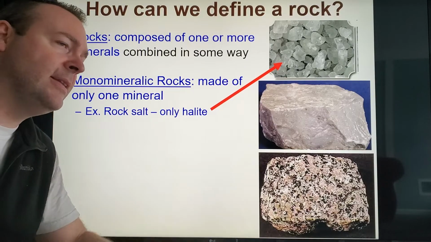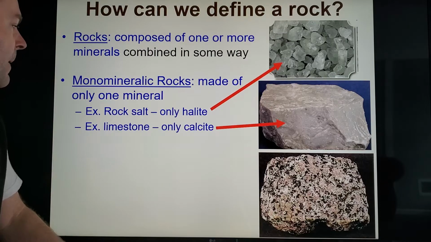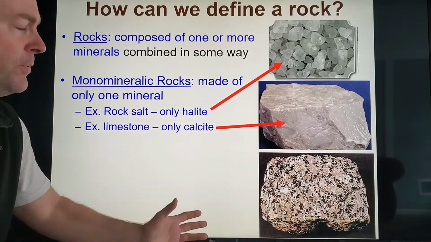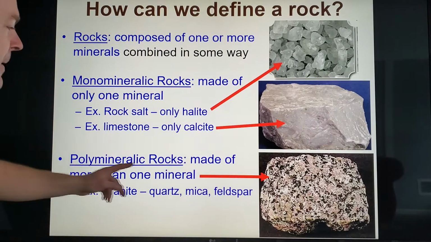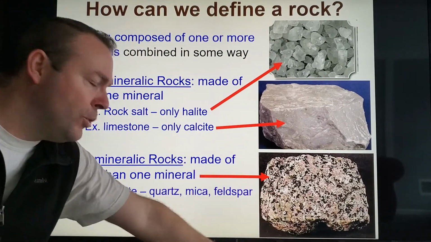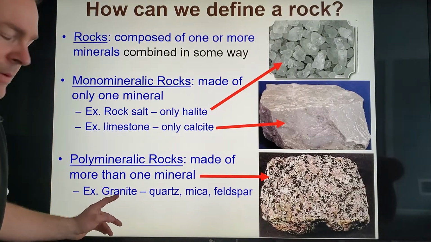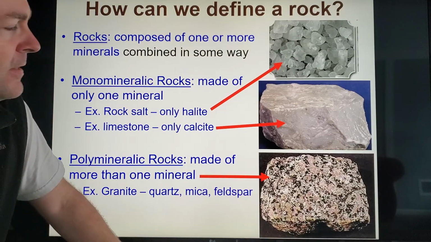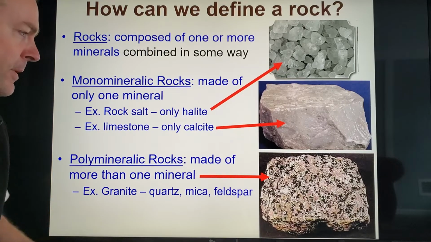It's not pure halite because then it would just be the mineral. But for the most part, it's only halite. Limestone is only calcite, right? There are some impurities in there, but that's what limestone is. And then there's the polymineralic rocks, right? Those gorgeous speckles there made of more than one mineral. Like granite that we looked at in the lab. You get quartz, feldspar. There's some biotite in there. Plagioclase feldspar. It's many different minerals combined there.